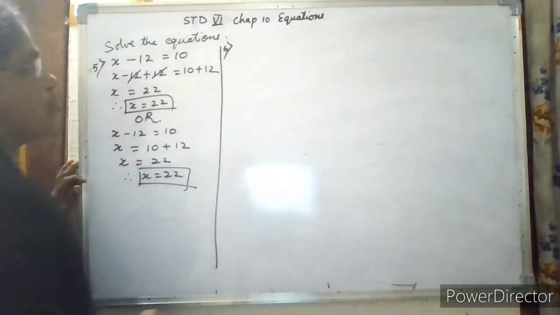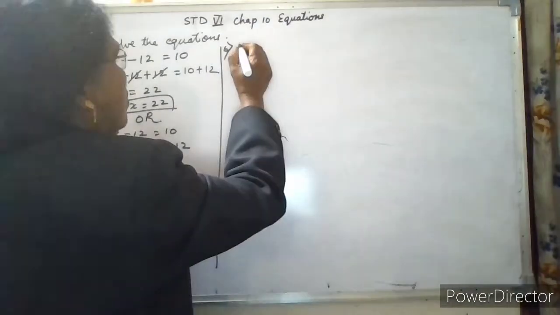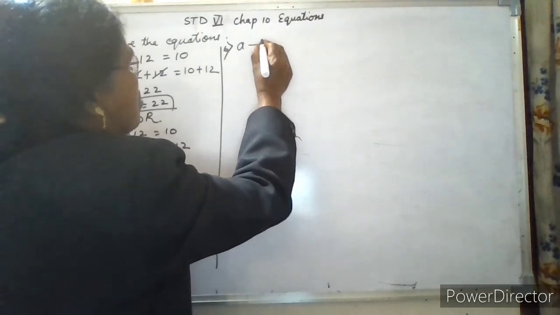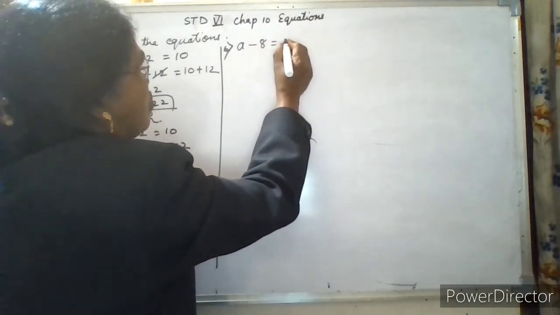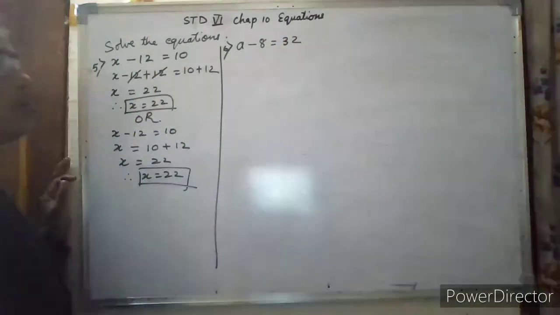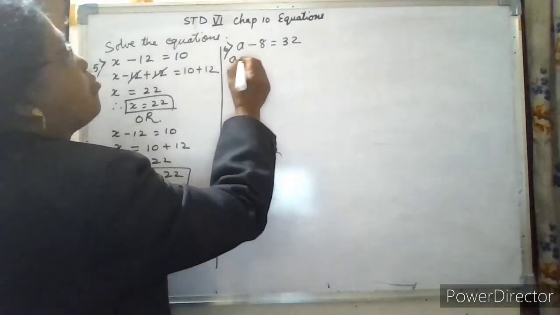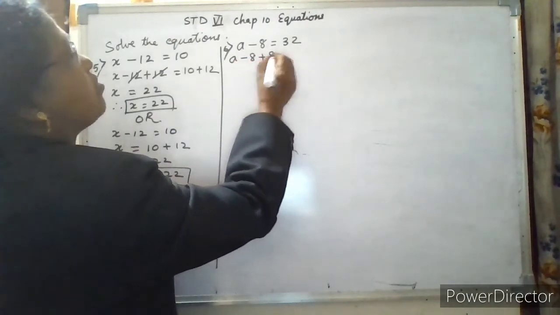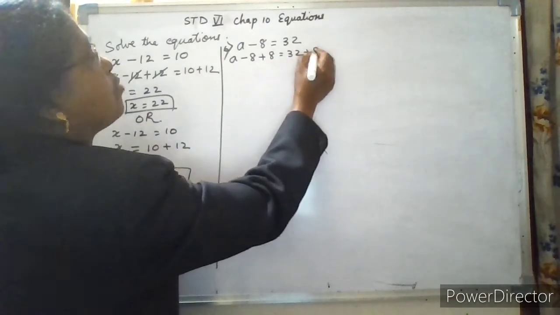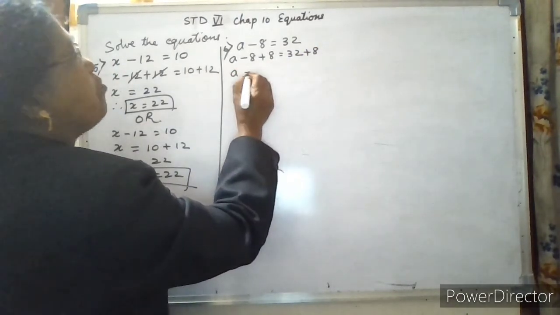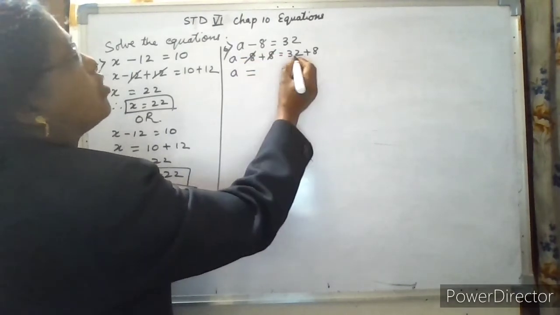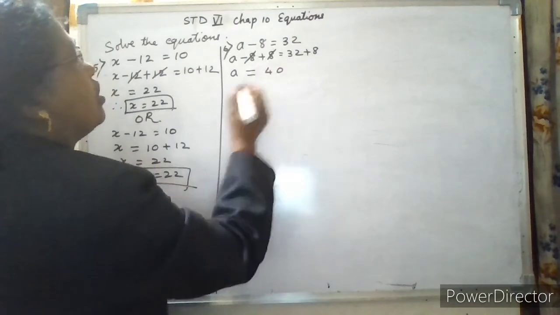So here again a minus 8 equal to 32, suppose. So a minus 8. So write plus 8 equal to 32. I have written plus 8. So I will write here plus 8. So a minus 8 plus 8 cancels. a is equal to 32 plus 8, is 40. Therefore a is equal to 40.